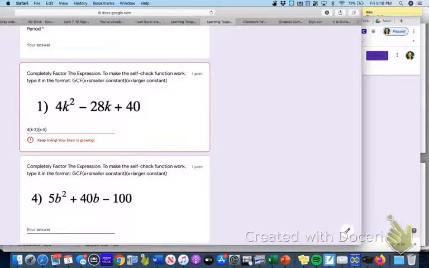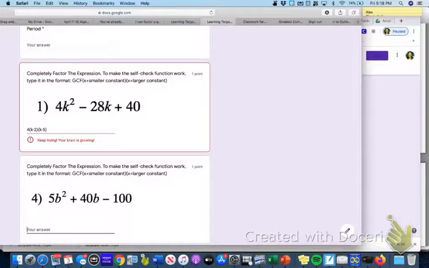That means I did something wrong, right? But I didn't actually do the work wrong. It's just the directions. Remember that these little self-check forms are great. You can check your work as you're going, but sometimes it's picky, which is kind of annoying, right? So make sure you pay attention to the directions.